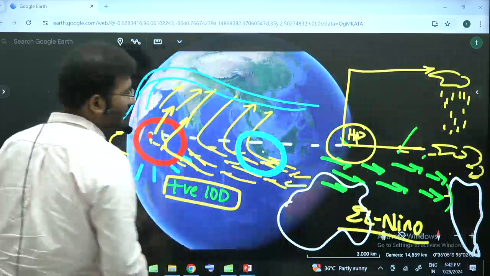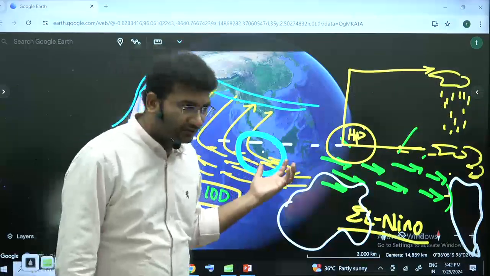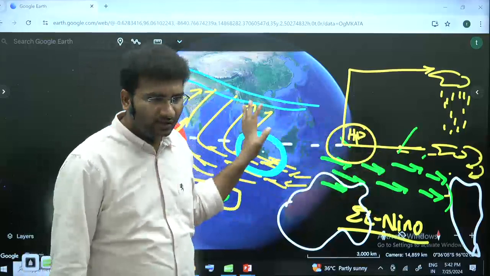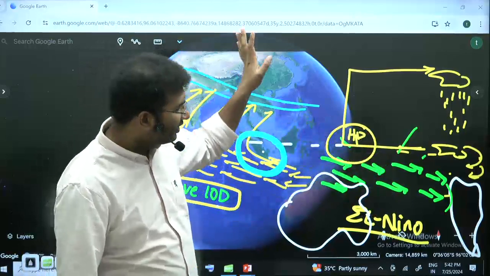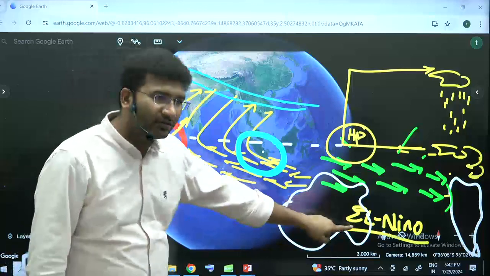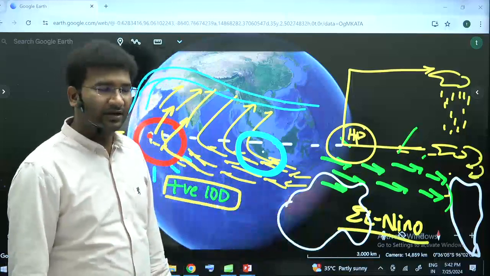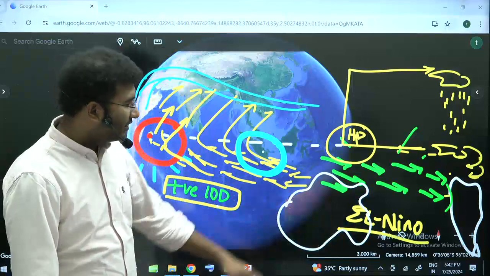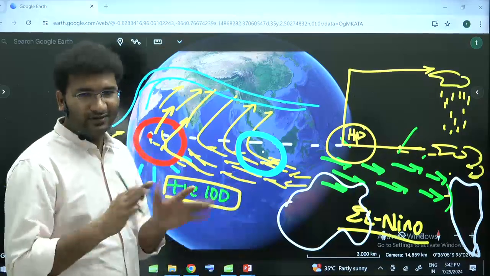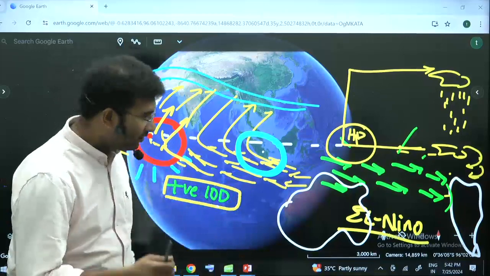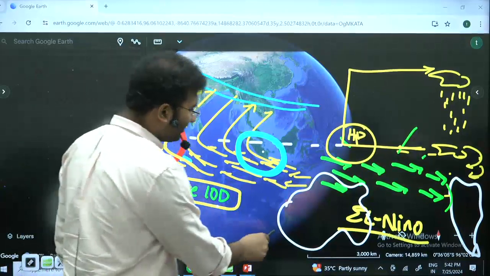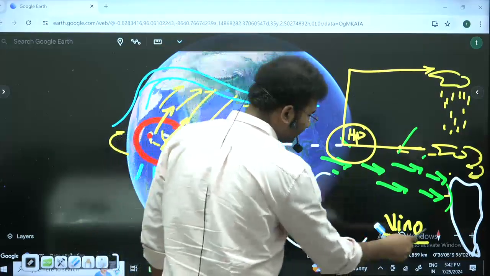When you have a positive Indian Ocean dipole, you will have very good rain. Right? And in a normal year, good rain to India. When you have a positive Indian Ocean dipole and El Nino, rainfall is deficit. But El Nino plus a negative Indian Ocean dipole gives drought-like conditions. Now, if you have a positive Indian Ocean dipole, imagine another condition, that is La Nina.